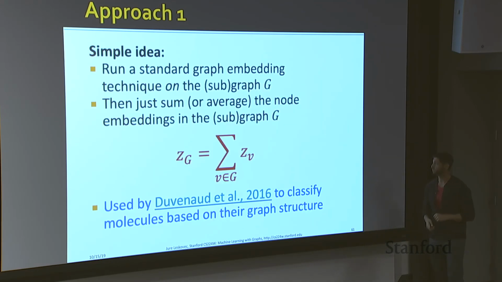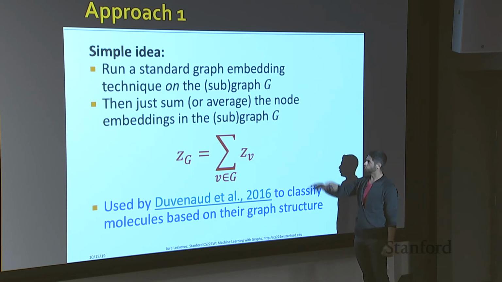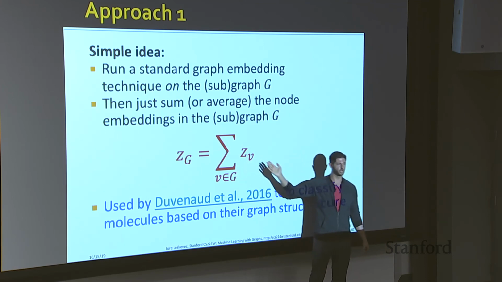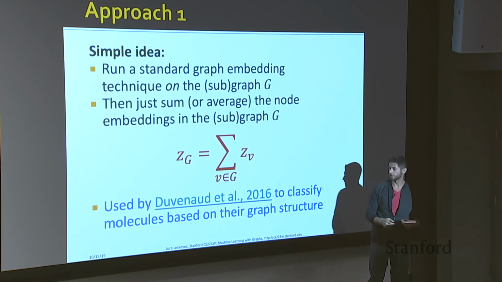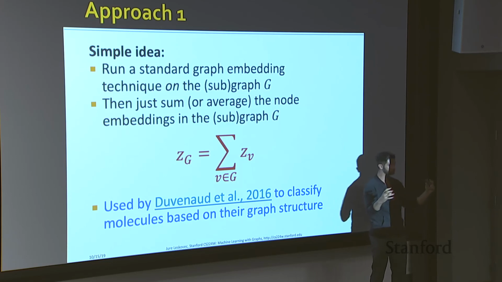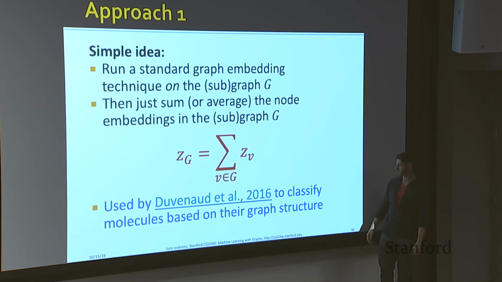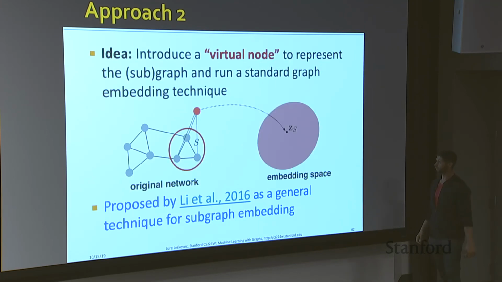Three simple approaches. The first one is you just run a standard graph embedding technique on your graph. Let's say we do DeepWalk, and then you just sum or average node embeddings in the subgraph, okay? This is the simplest possible aggregation you can come up with. You sum all the vectors together, and that gives you a fingerprint that represents your graph. For instance, this technique has been used a few years ago successfully to classify molecules based on their graph structure, okay? So the pointer is there if you're curious. Again, a nice reference for your project.